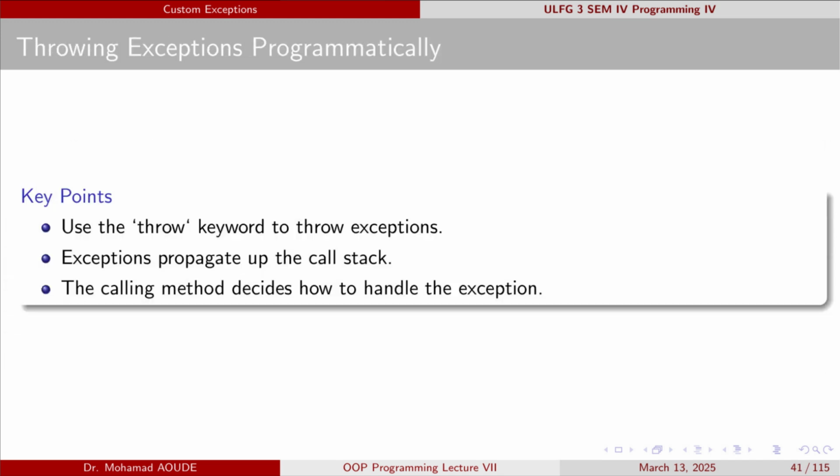You can throw exceptions manually using the throw keyword. The moment it's thrown, control passes to the first matching catch block in the call stack. This lets you defer error handling to the layer that knows how to deal with it best.